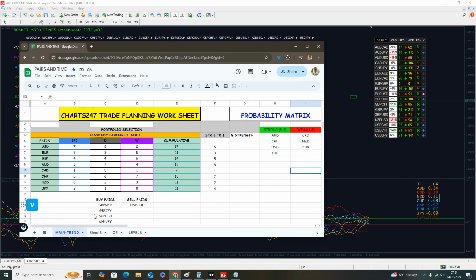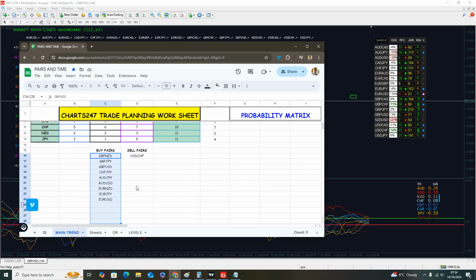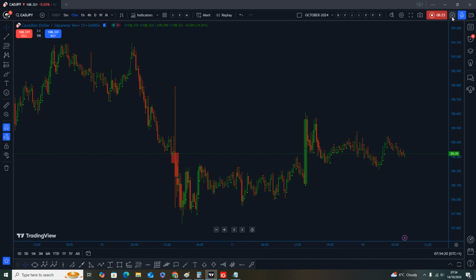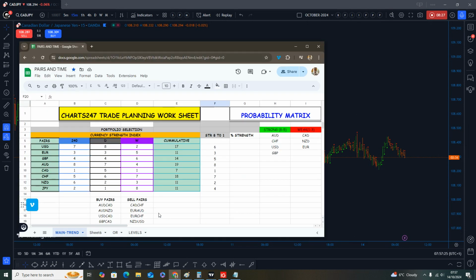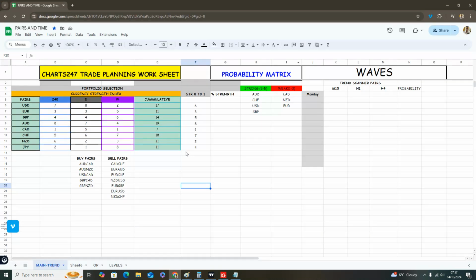Then we're going to combine them. I'm going to save us some time. I'll do that and I'll come back on this video. So we've come up with the buy pairs as the AUDCAD. Based on this information, we have the AUDCAD, Aussie New Zealand, US dollar Canadian, pound CAD, pound New Zealand. These are all our buy pairs for this week based on the portfolio selection we have just done.